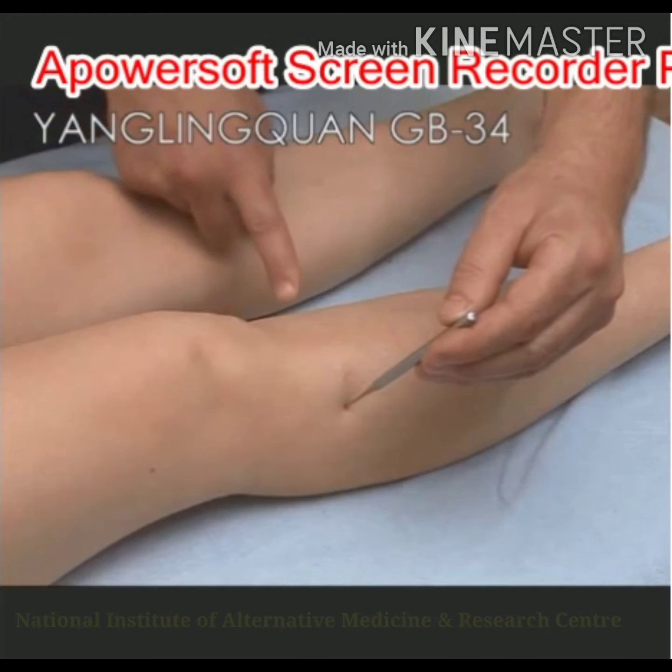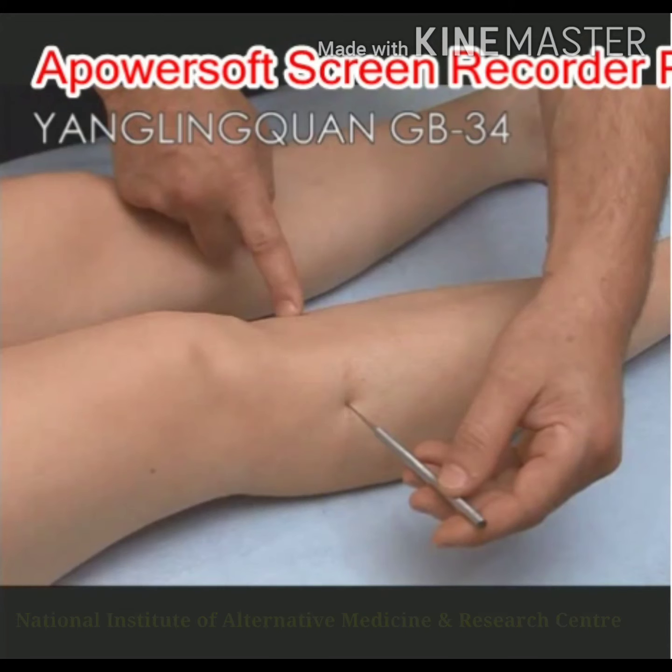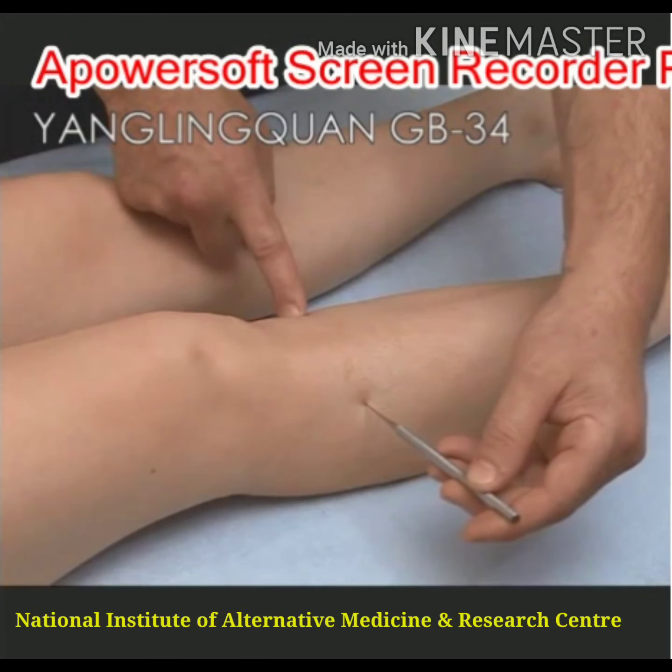This point is sometimes through-needled to Yin Ling Quan, Spleen 9, in which case it should be located in a slightly more distal position.